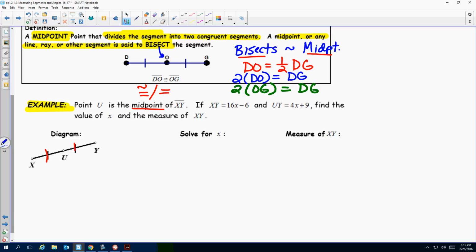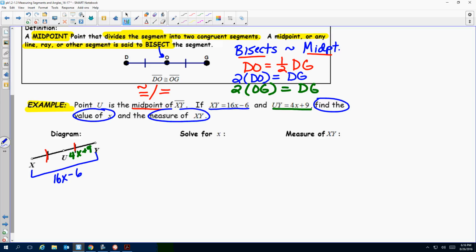So I'm always going to label our given information. They start off by saying XY is 16x minus 6. So that is this whole segment, 16x minus 6. I know that, and now I know that UY is 4x plus 9, so this is this little part right here, 4x plus 9. They want us to find the value of x and the measure of XY, okay?